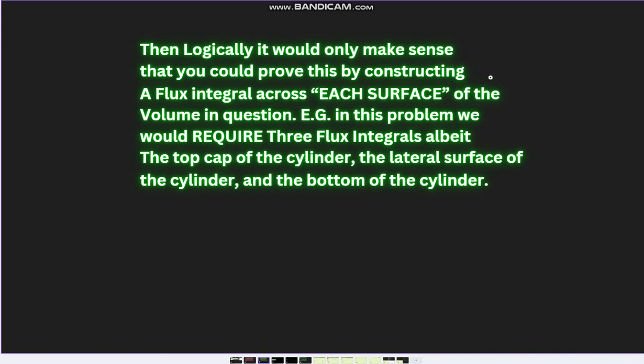Logically then, restating this a little better, you could prove this by constructing a flux integral across each surface that encompasses the volume in question. More so, you do want a closed surface. I did mention earlier, maybe when you were just doing flux, you were considering just one surface, but here you are considering the entire surface in this problem. That means we're going to require three flux integrals for the cylinder: the top cap, the lateral, and the bottom of the cylinder. So let's start this out.